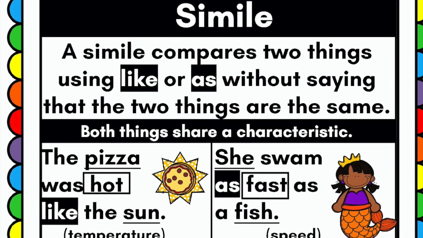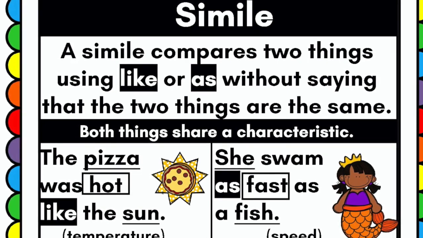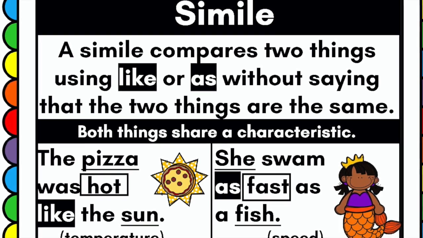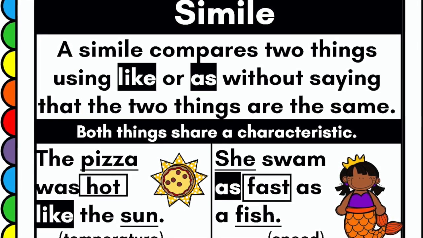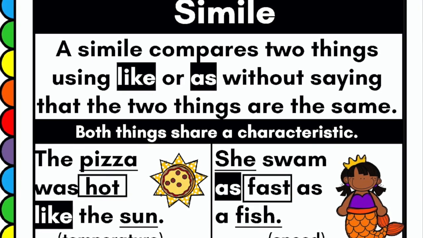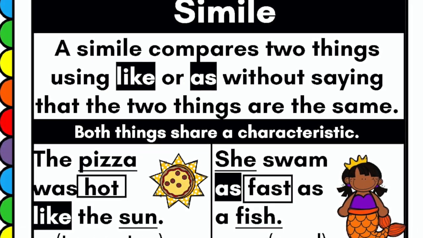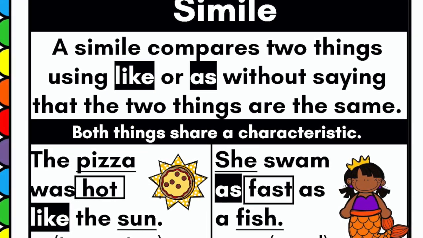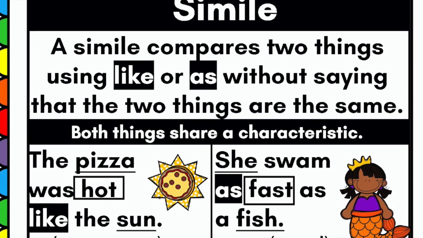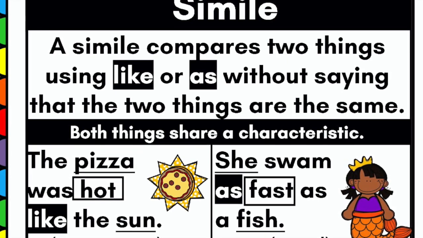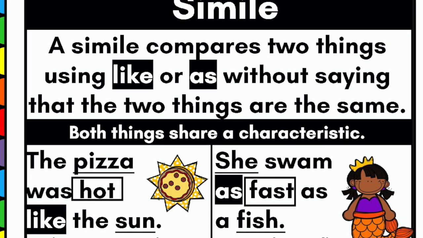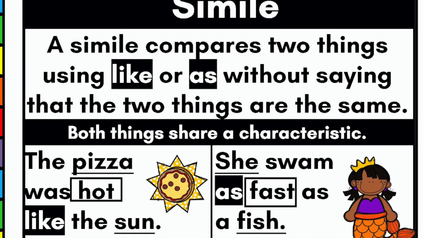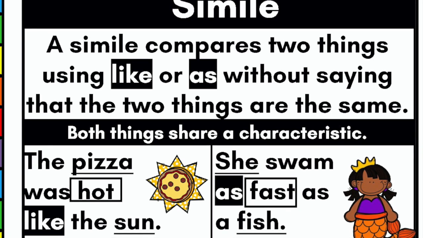Our second example, she swam as fast as a fish. So, what two things are being compared here? The girl and a fish, right? What characteristic did they both share? They're both fast swimmers. Their speed, okay? So, what word is telling us this is a simile and not a metaphor? As, okay? So, similes compare two things that have something in common, a characteristic in common.